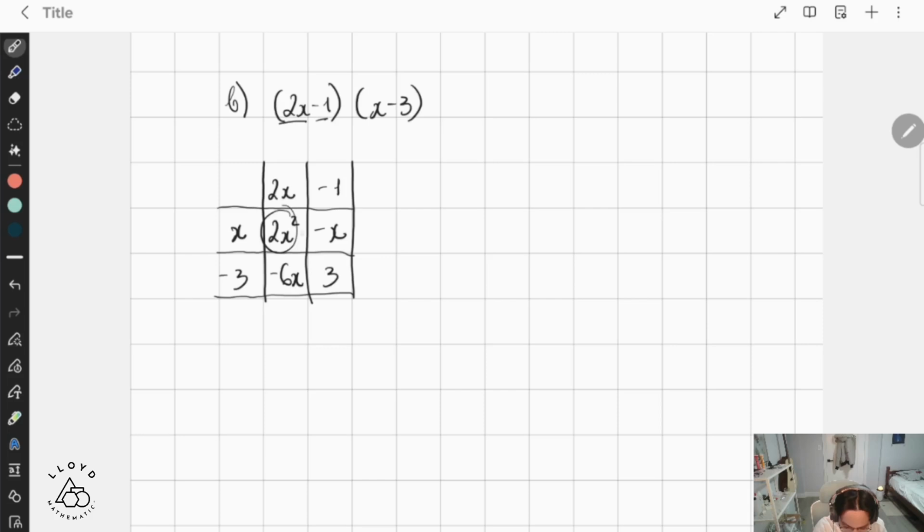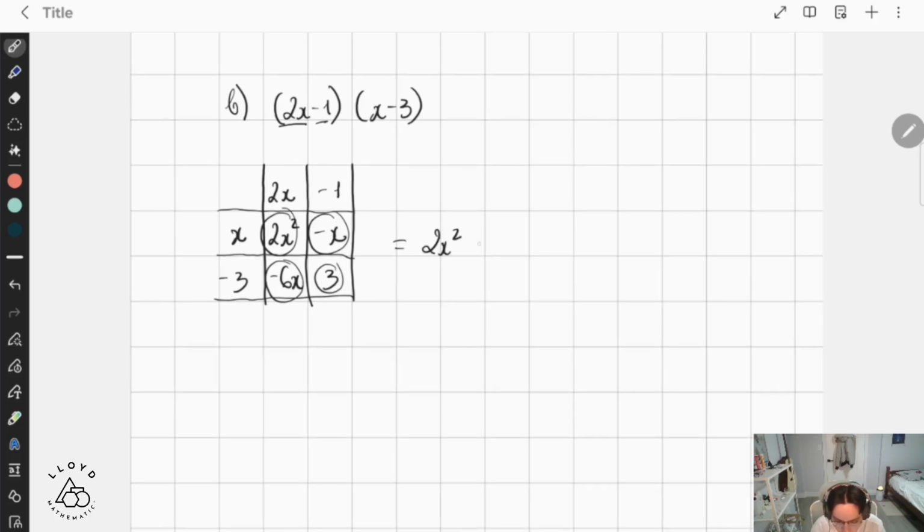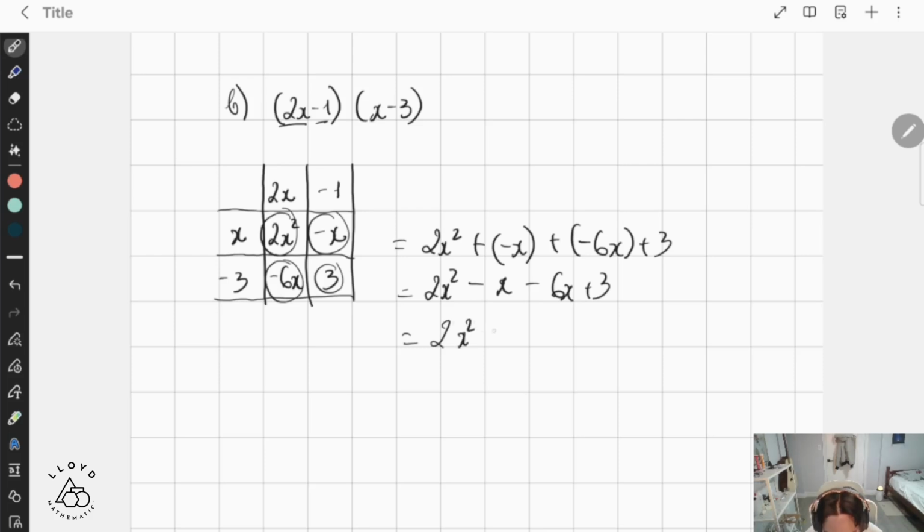And after that, all things here, when they add together, that will be 2x squared plus -x plus -6x and plus 3. And that one will turn into 2x squared minus x minus 6x plus 3. And here will become 2x squared minus 7x plus 3, right? That's the thing that we need to calculate.